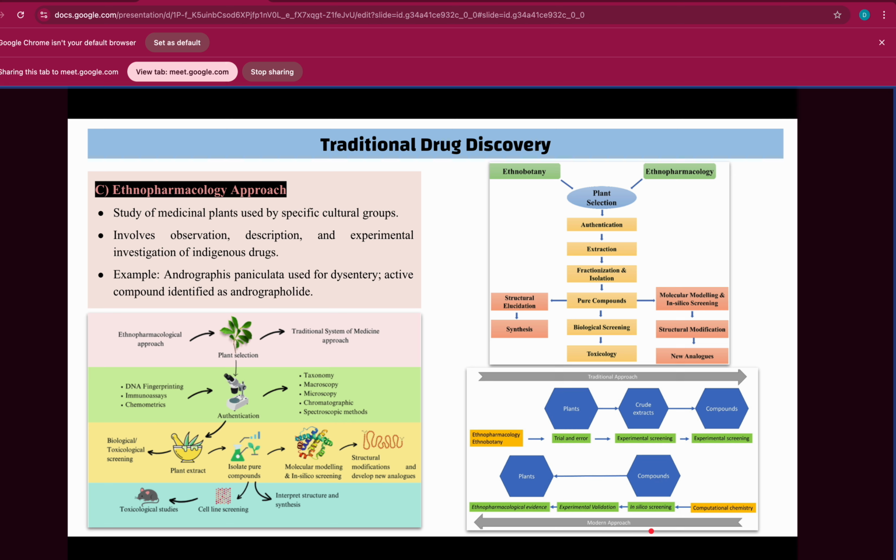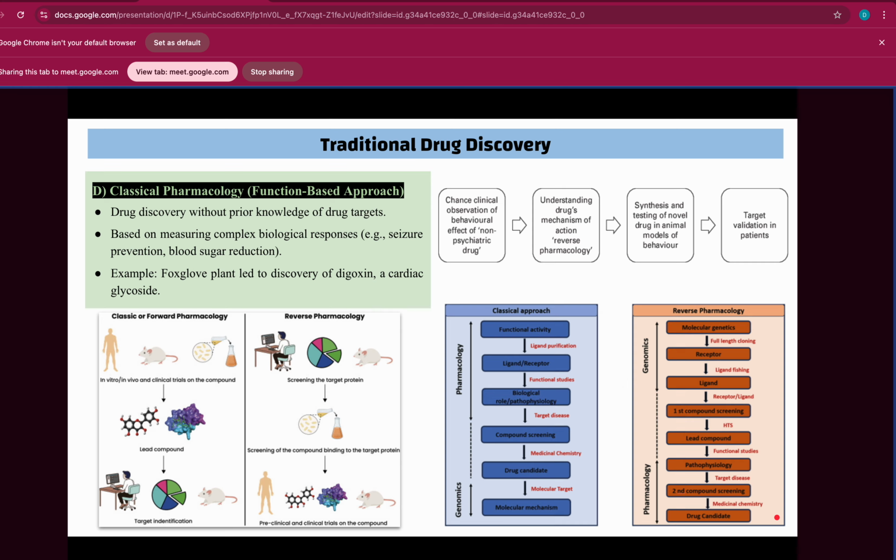But then there is another approach, which is the modern approach, which is the computational chemistry approach, in which we have the database of multiple such lead compounds, and we are just optimizing them to improve the activity. So if we start from a knowledge base where the lead compound is already known and then we are optimizing it, then it comes under the modern approach.